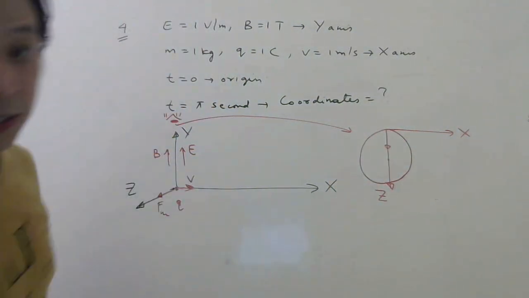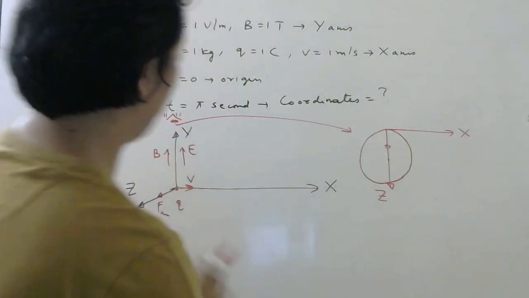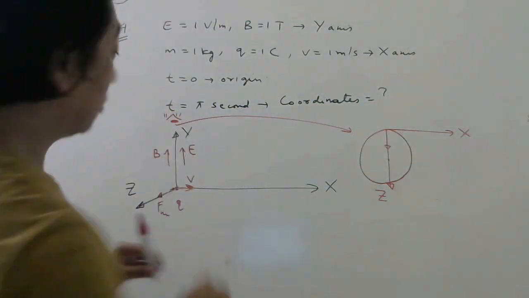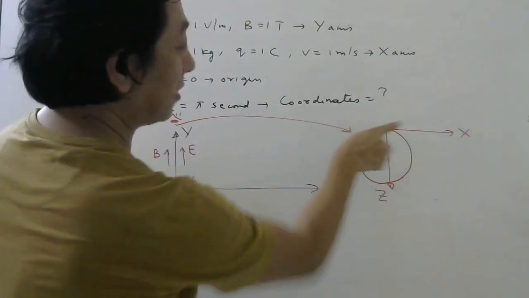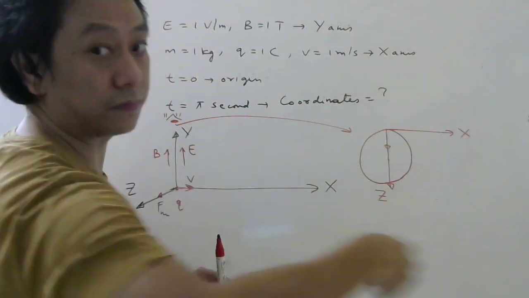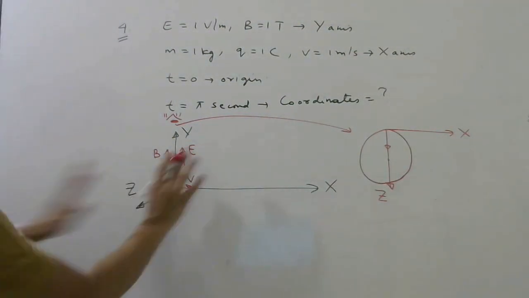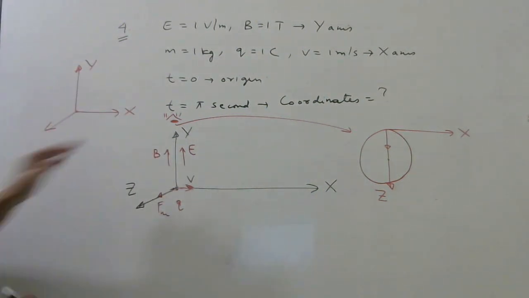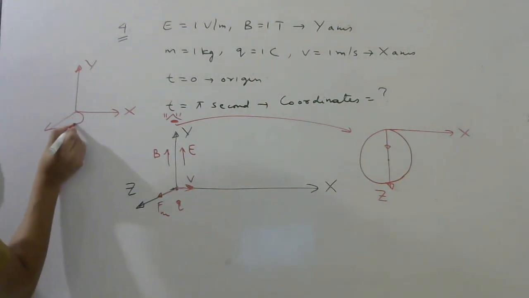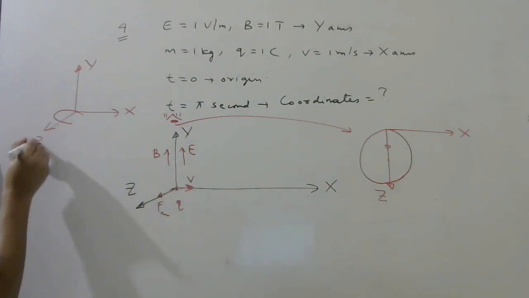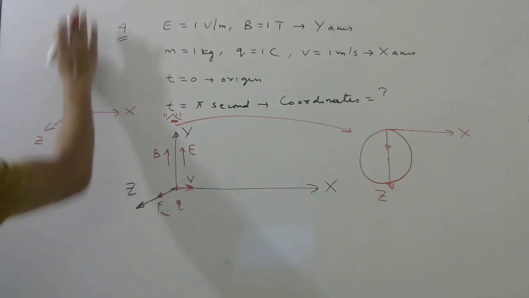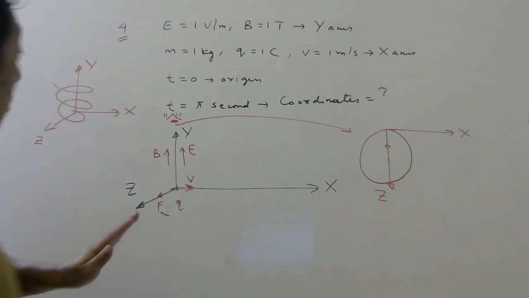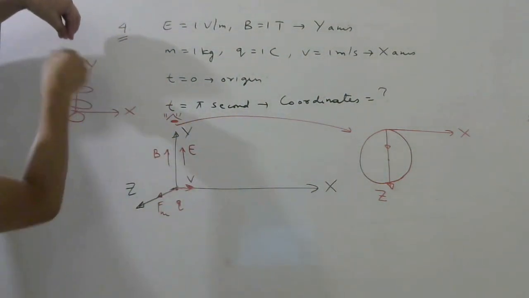However, it will not go exactly in this plane, because there is an electric field along the y-axis. For this person, the y-axis is towards him, so it will go like this, out. In the diagram, I don't want to dirty it, so let me show it here. This is x, this is y, this is z. If the electric field was not there, it would move in this circle, in the xz plane. But because there is an electric field, it will somewhat go this way. So let us see from here, because if you see from here, you will see only the circle.